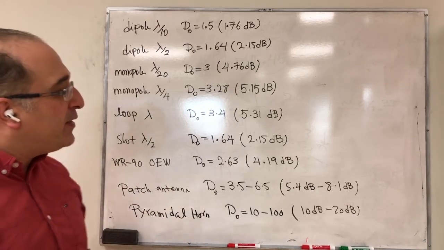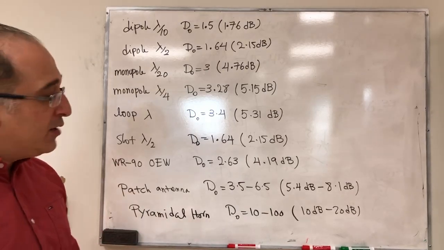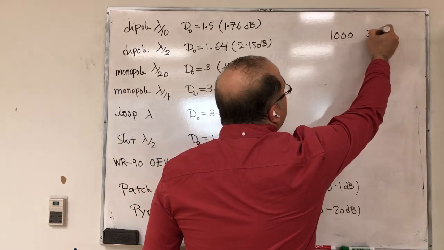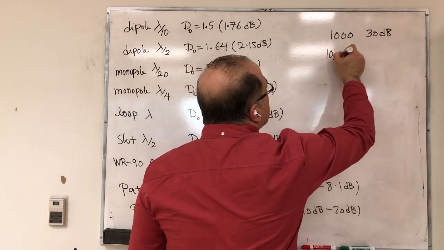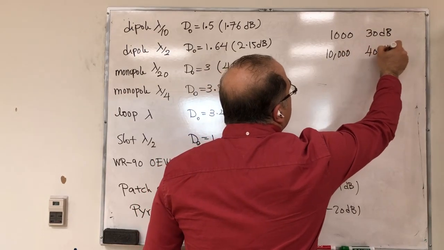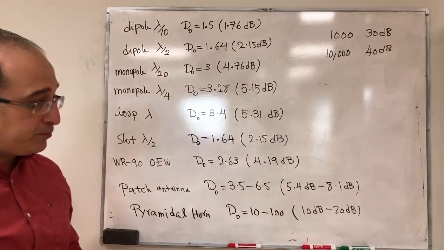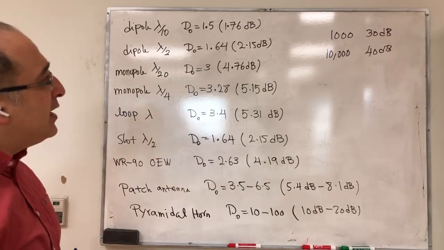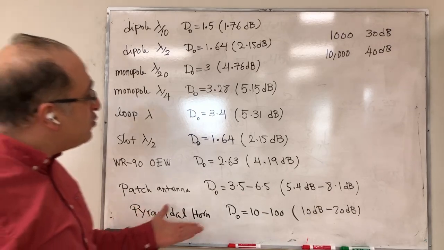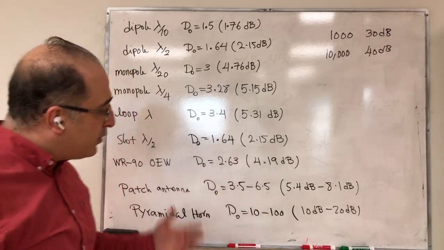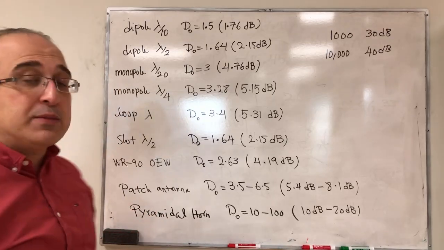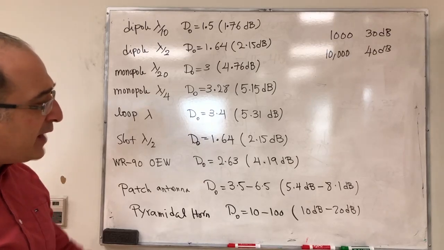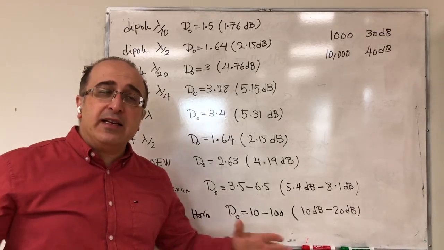Now the question is, if you want more directivity, for example, if you want directivity of 1000, which is 30 dB, or 10,000, which is 40 dB, what would you do? That's essentially the question that we have. One way to answer this would be to say, okay, you can use several horn antennas, make an antenna array, and then increase the directivity. That's one way. Of course, that then requires a feeding network and everything.